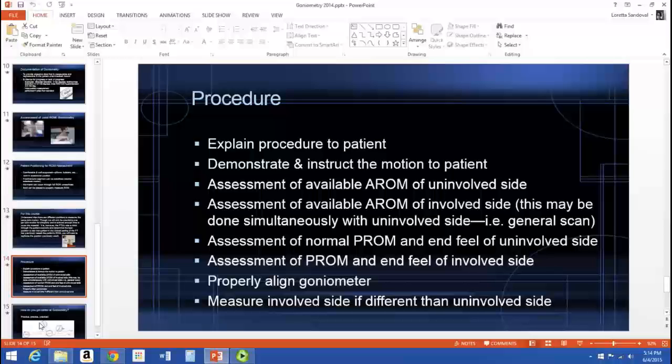If it's different from the uninvolved when you do your initial general scan, you measure. If both sides are the same, you probably don't have to measure them, because you can document that it's within normal limits for that patient. If they're different, you want to measure and you want to document the difference.